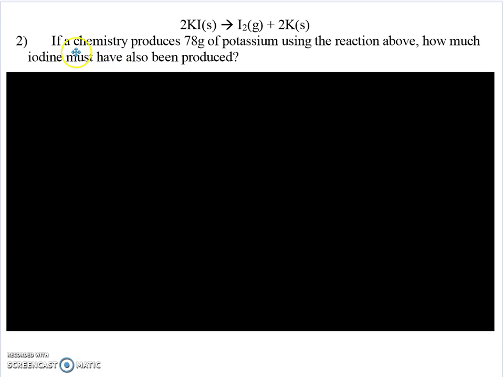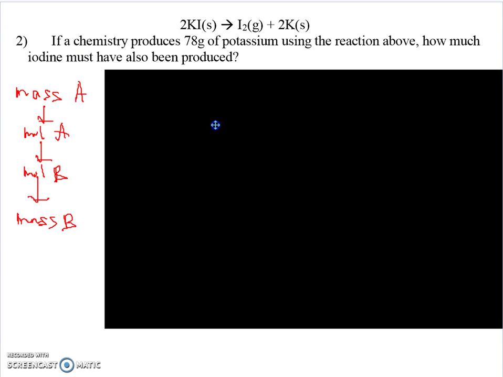Okay, for number 2, first we got to plan it out. So here we're going from our mass of potassium, and we're looking for how much iodine, which is partially my fault. That is a little ambiguous. That could be moles or mass. So if you went to moles, don't feel bad. I'm usually thinking about mass because in lab you always go to mass because that's what you can weigh. You can't weigh moles. Alright, so we're going mass A to mass B.